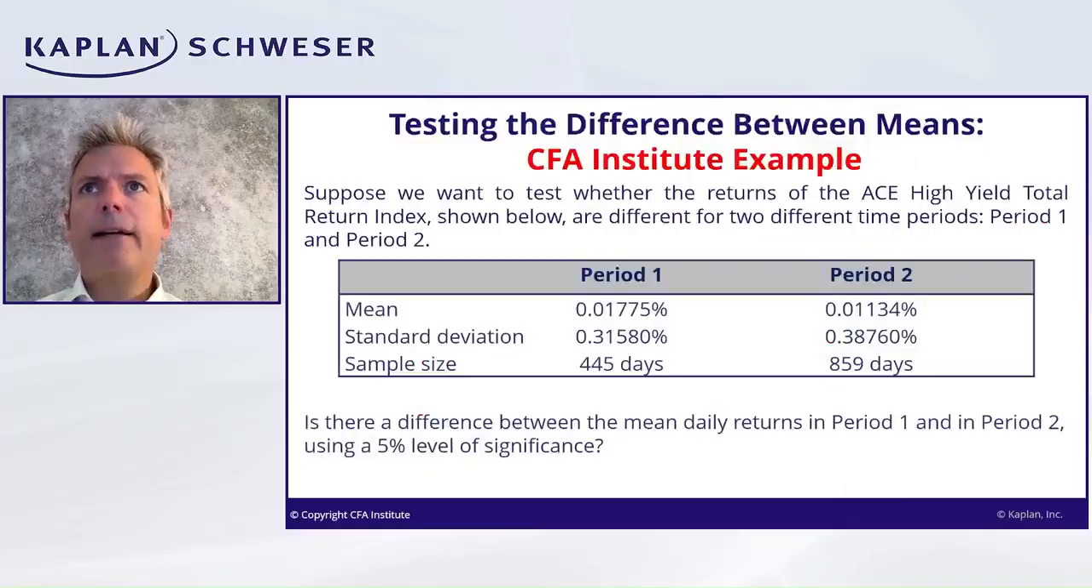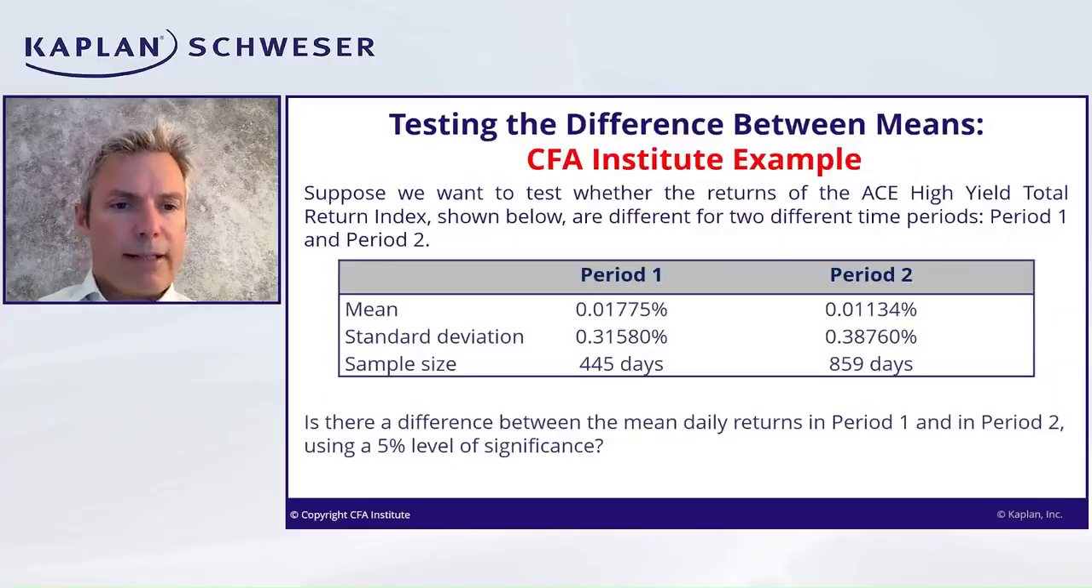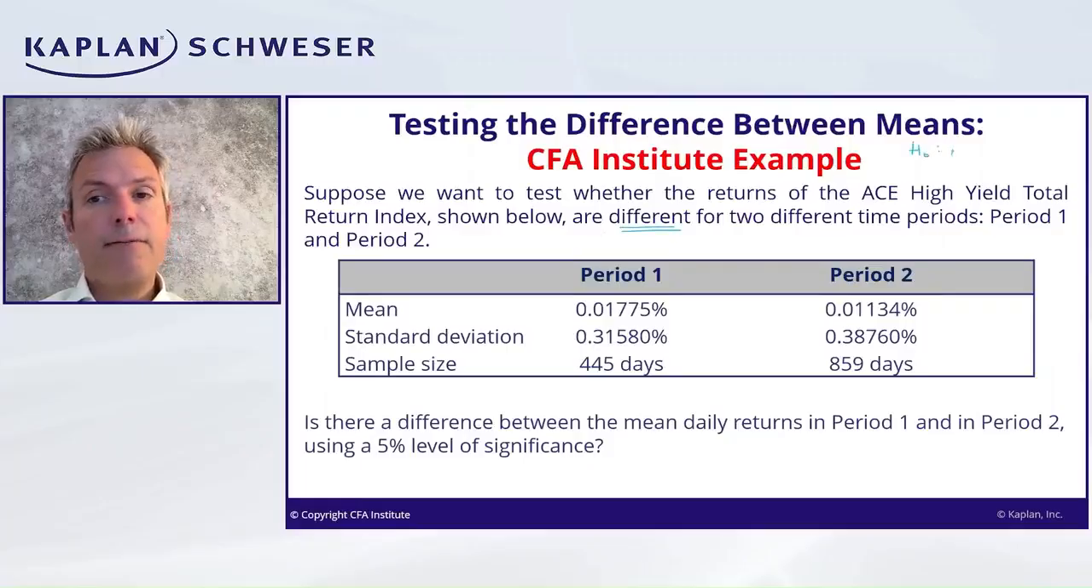This is a CFA Institute example. Suppose we want to test whether the returns of the ACE high yield total return index shown below are different. Now, when they say we're going to test whether returns are different, you need to start thinking, oh, okay, we'll hypothesize that the returns are the same. Don't forget, your null hypothesis must always have an equals in it.